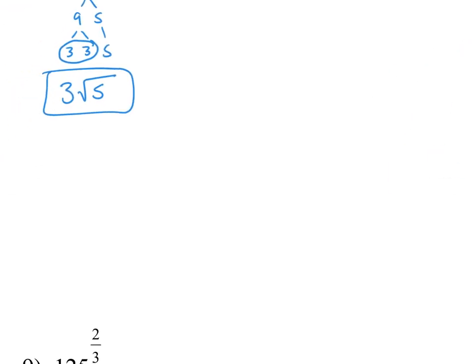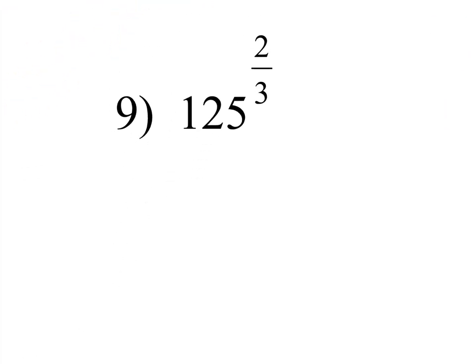All right. Number 9. What's our index for number 9? 3 is our index. So this is the cube root of 125. And then what's our exponent? 2 is our exponent. Do you want to put it outside or inside? We'll put it outside. Remember, it doesn't matter if you put it outside or inside.